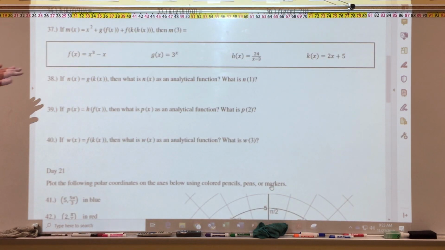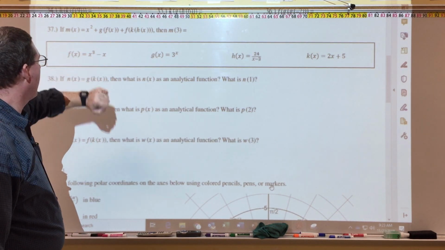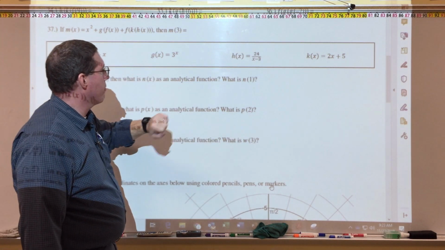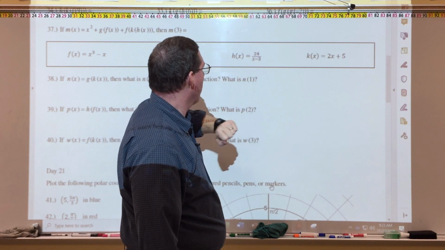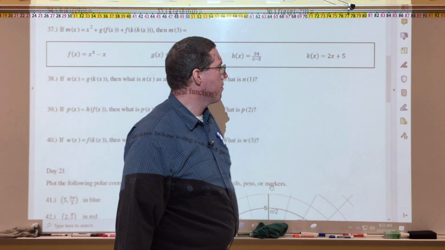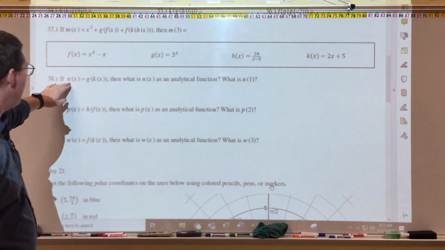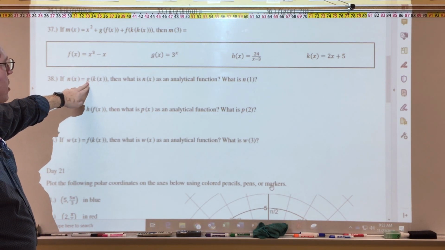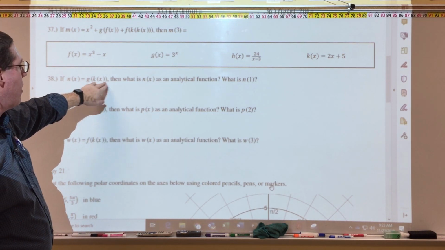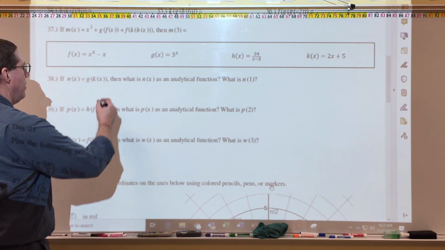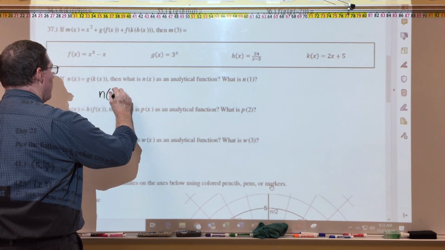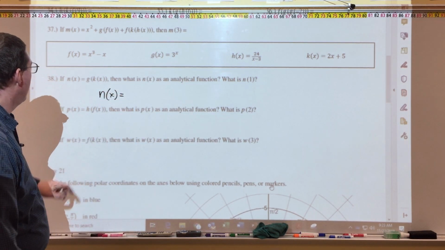It says here that f of x is x cubed minus x, g of x is 3 to the x power, h of x is 24 over x minus 3, and k of x is 2x plus 5. And what this says is, if n of x is the same thing as g of k of x, then what is n of x as an analytical function?